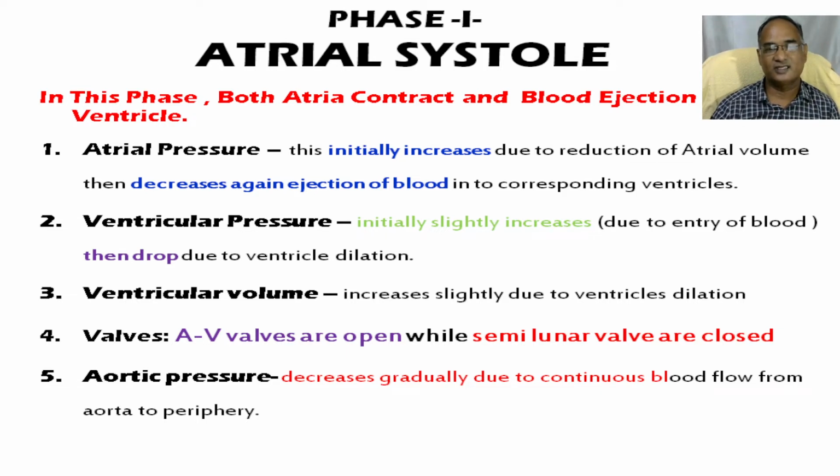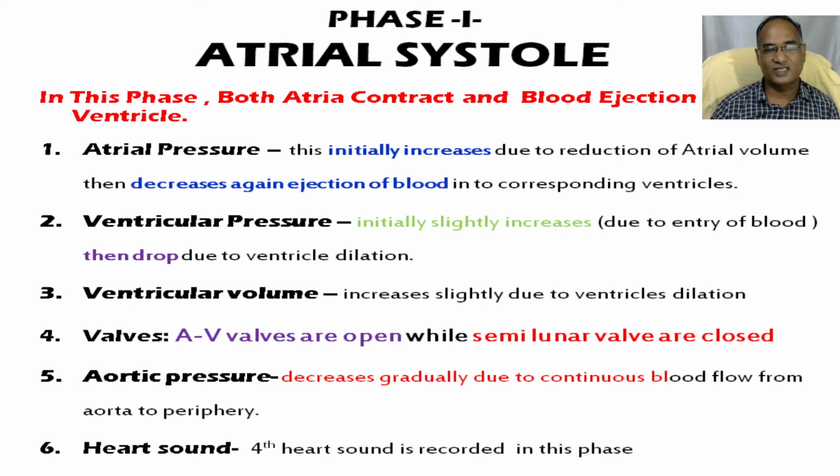So after contraction, there is some blood remaining in the tube, so that it will keep flowing. So the pressure will be reduced. The sixth one is the heart sound. The fourth heart sound is recorded in this first phase by closing the semilunar valve and opening the AV valves. This is about the first phase. So the first phase is very clear.